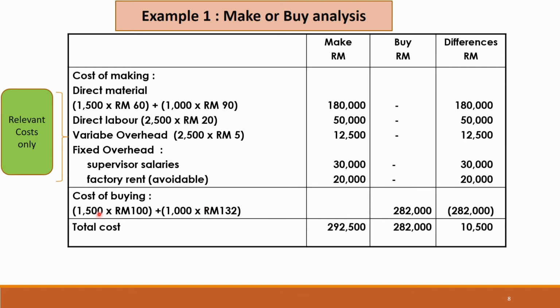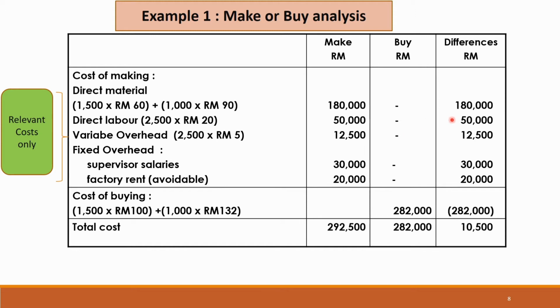And look at the cost of buying. We have to buy the first component, 1,500 times RM100, and the second component, 1,000 units times RM132, and the cost of buying is 282,000. So for the direct material, direct labor, variable overhead, fixed overhead for supervisors' salaries and factory rent, we should eliminate or avoid it when we are purchasing from the supplier.